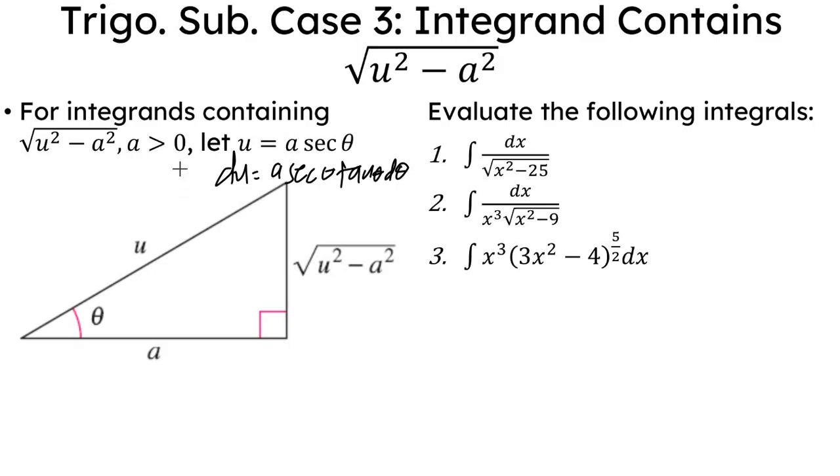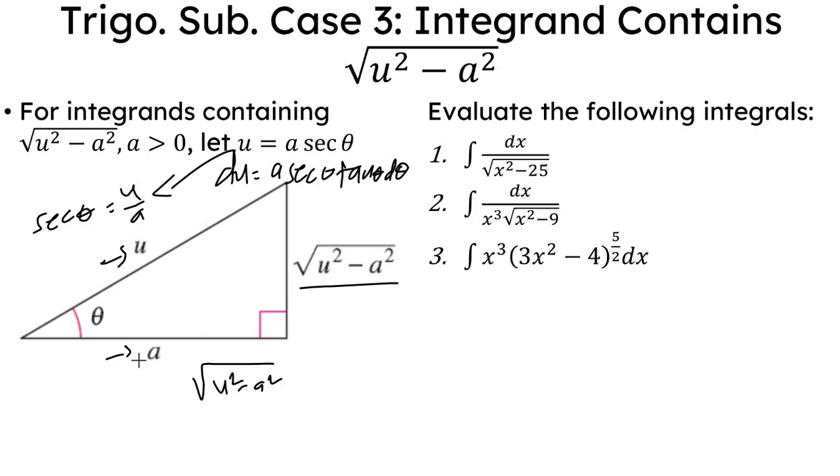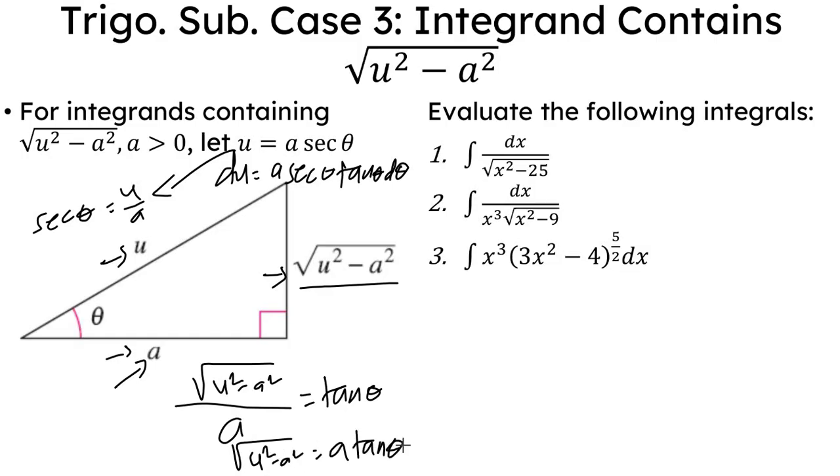Since u is equal to a secant theta, it implies that secant theta is equal to u over a, making u the hypotenuse and a the adjacent side. So it becomes the square root of u squared minus a squared for the opposite side. With that, I'm going to relate the square root of u squared minus a squared and a. Since this is the opposite side and that is the adjacent side, opposite over adjacent gives you tangent theta, making the square root of u squared minus a squared equal to a tangent theta.